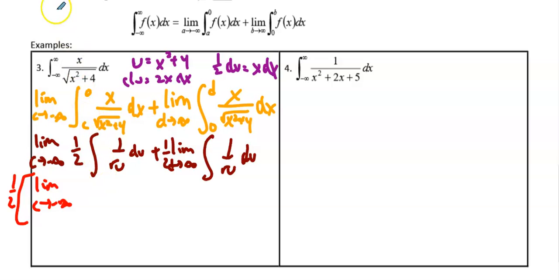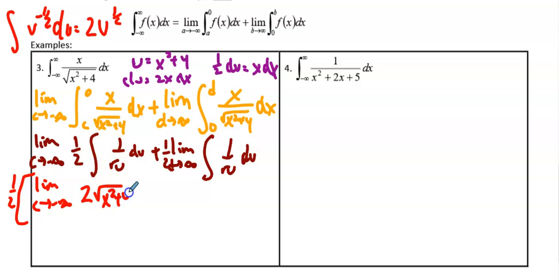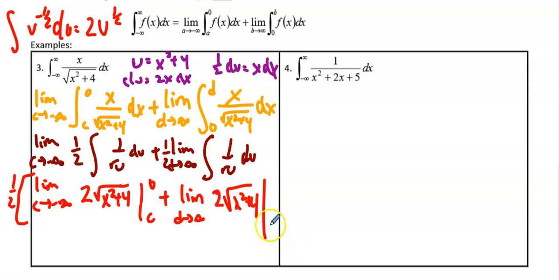So if I integrate 1 over the square root of u, well, really it's just going to be u to the negative 1/2 du, which is going to be u to the 1/2 all over 1/2, which is just really 2. So this is going to end up being 2 times the square root of u. Well, the square root of u is going to be x squared plus 4. Evaluate it from c to 0. And I'm going to do the same thing with this one over here. So this is going to end up being plus the limit as d approaches infinity. Again, integration of 1 over square root of u is going to be 2 times the square root of u, but again, our u is going to be x squared plus 4. And this time we're going to evaluate it from 0 to d.